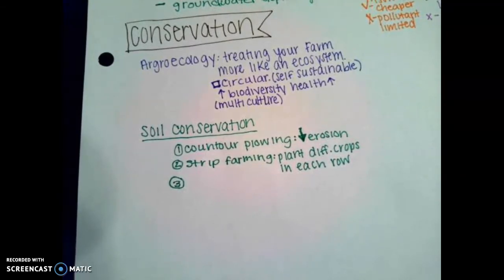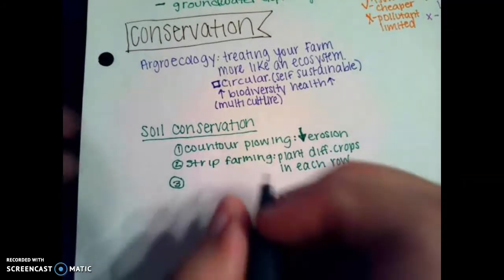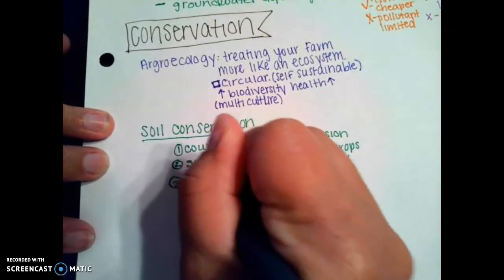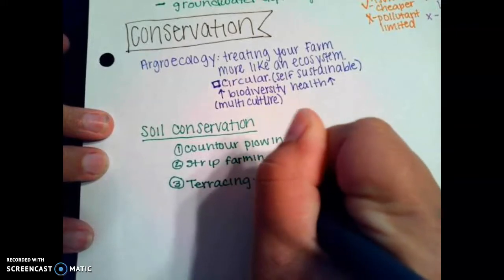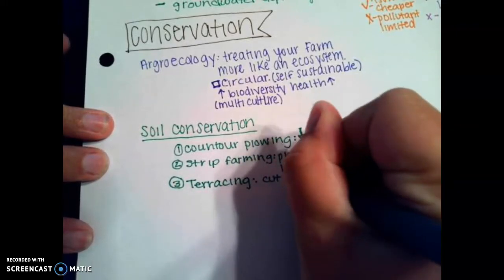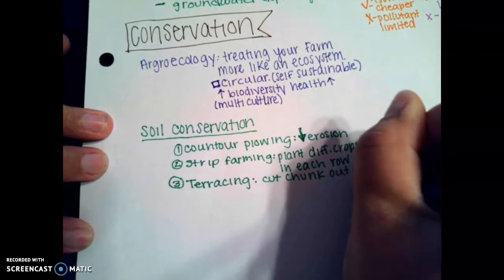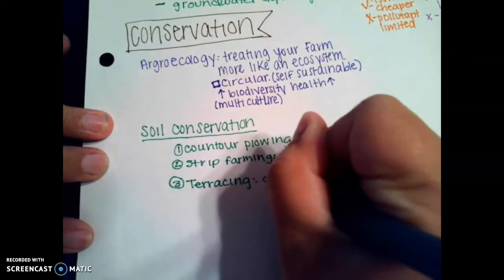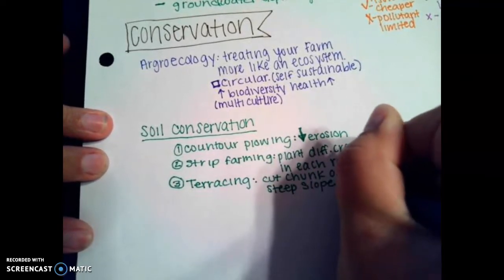Like we do crop rotation. Strip farming is a little bit like crop rotation, only in the sense that it helps to return the nutrients to the soil, because each different plant is going to use a different amount of the nutrients. If you rotate those again each year, the soil is going to be better. It's going to have more nutrients. We also learned terracing. That's when we cut strips or cut chunks out of steep slopes and plant crops there.